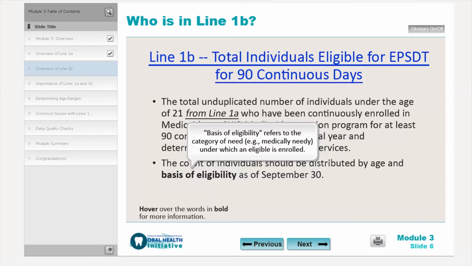Here, the basis of eligibility refers to the category of need, such as medically needy or categorically needy, under which an eligible is enrolled. More information is also available about Line 1B at Medicaid.gov.